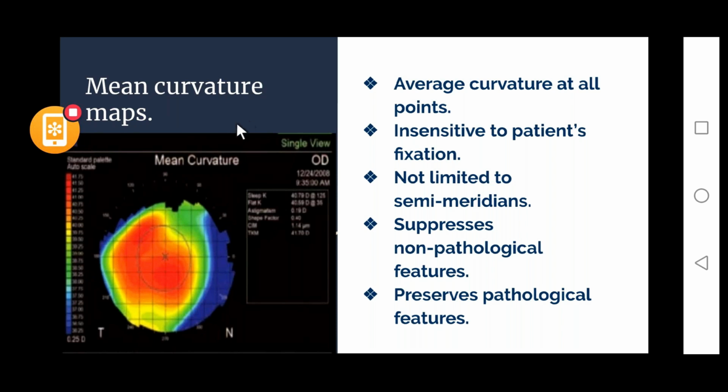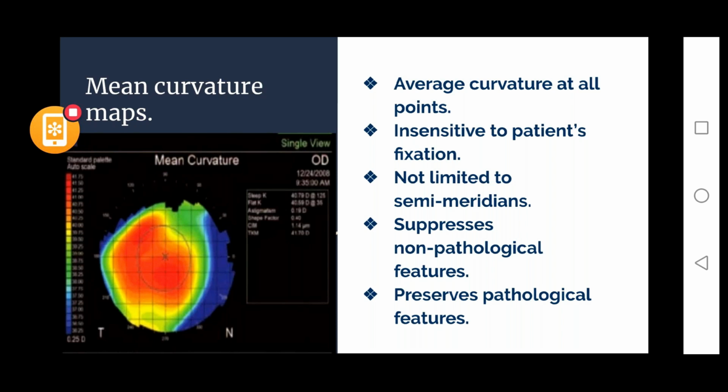First things first, you have to remember that in axial and tangential maps, the measurement is done in the two principal semi-meridians, that is the steep axis and the flat axis. But in the mean curvature map, it takes an average of each and every point. Suppose this point has to be analyzed: the steep meridian and flat meridian of this specific point are taken and averaged out, and then it gives you the curvature of this specific region.